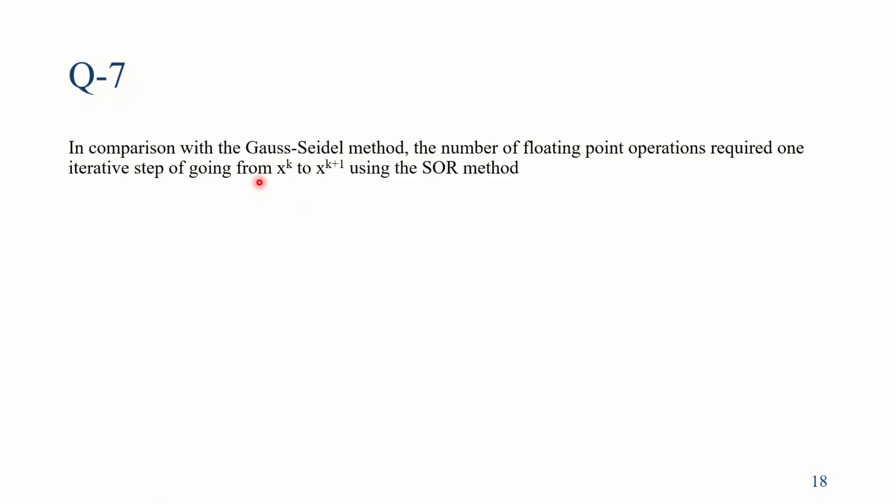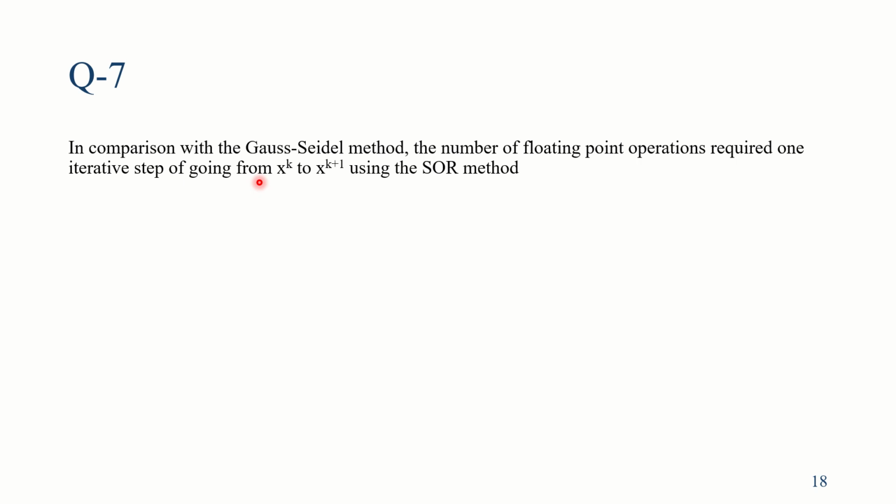We will discuss question 7. In question 7, in comparison with the Gauss-Seidel method, the number of floating point operations required for one iterative step of going from the xk to the xk plus 1th iteration using the SOR method is. This question again we have seen in the last class, where we are moving from the kth iteration to the k plus 1th iteration using the SOR method, and how can we compare the floating point operations between Gauss-Seidel and SOR method.